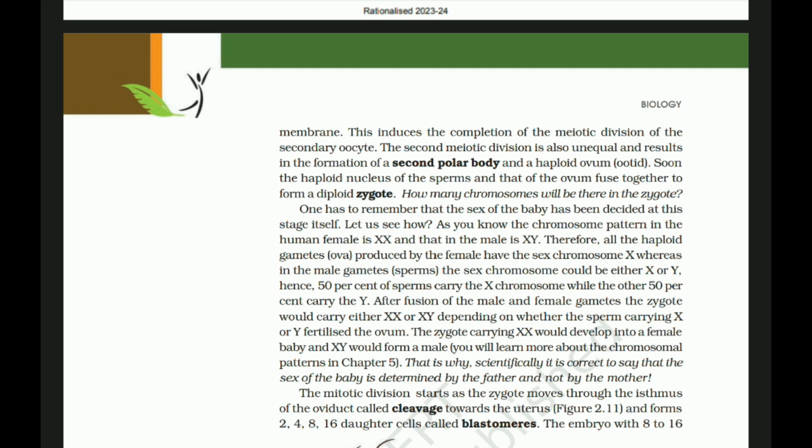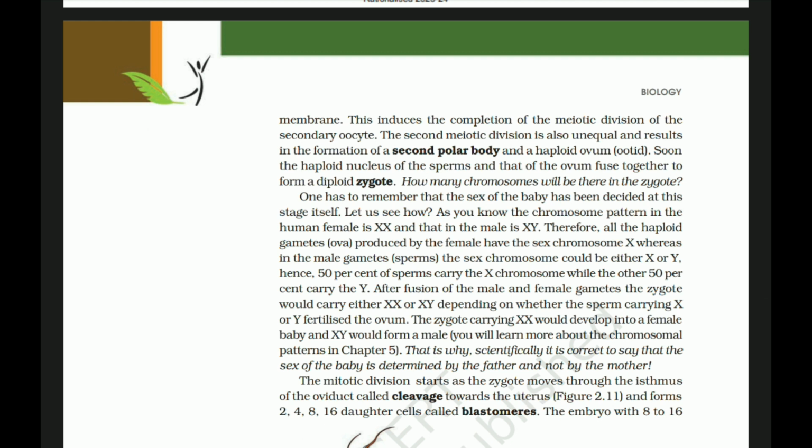Let us see now. As you know, the chromosome pattern in the human female is XX and that in the male is XY. Therefore, all the haploid gametes, the ova produced by the female, have the sex chromosome X, whereas in the male gametes, the sperms, the sex chromosome could be either X or Y. Hence, 50% of sperms carry the X chromosome while the other 50% carry the Y. After fusion of the male and the female gametes, the zygote would carry either XX or XY depending on whether the sperm carrying X or Y fertilizes the ovum. The zygote carrying XX would develop into a female baby and XY would form a male.